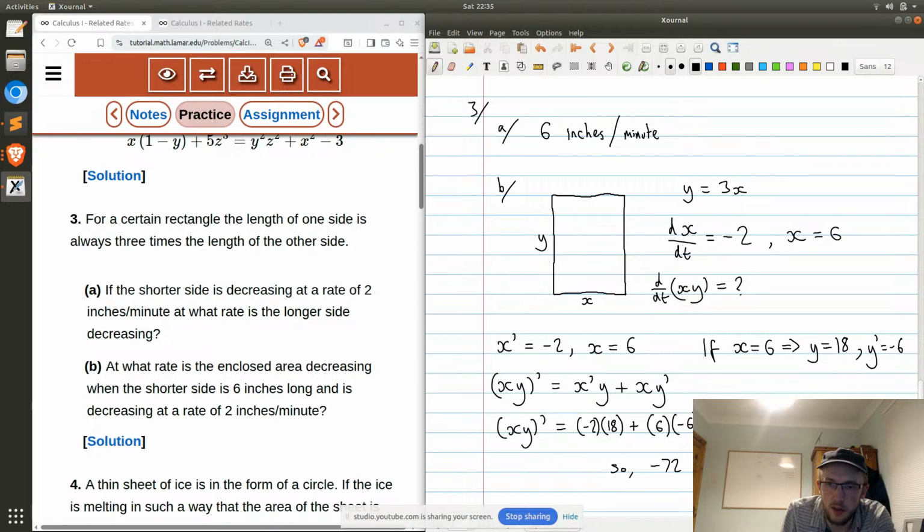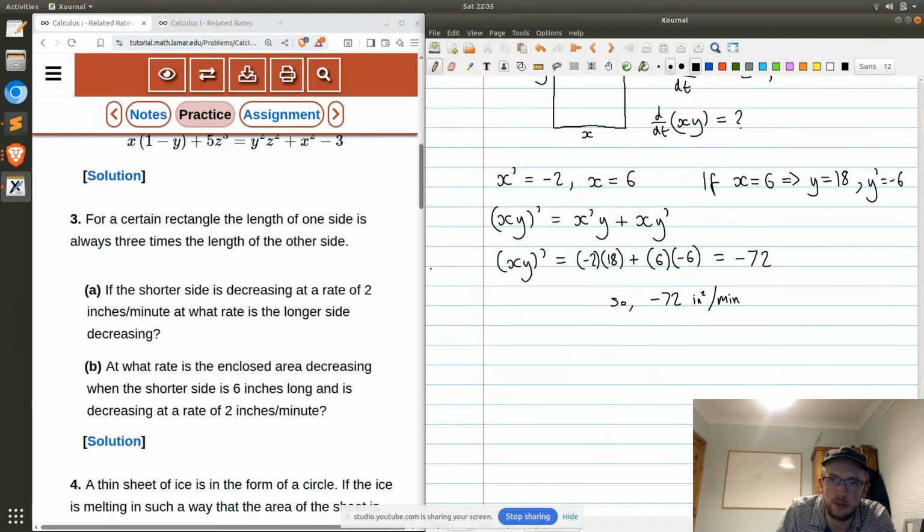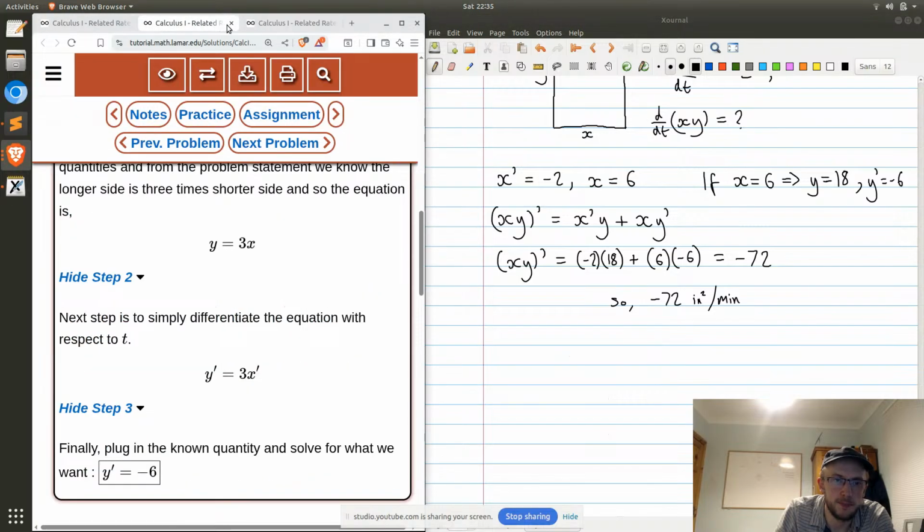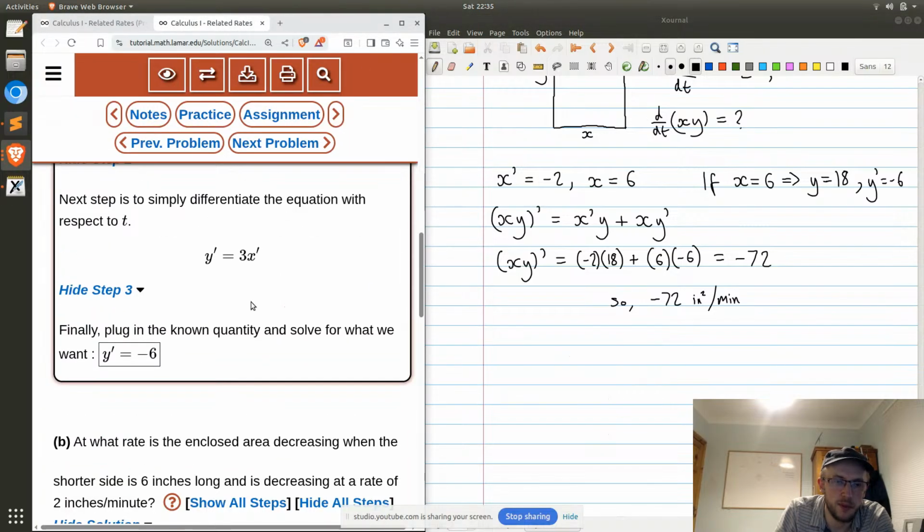So -72 square inches per minute. We can say that, right? But we must check. Well, it's here.